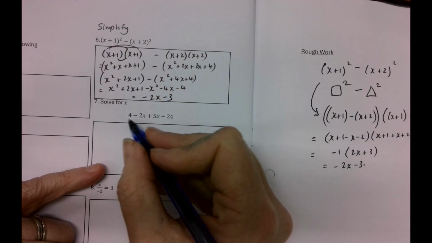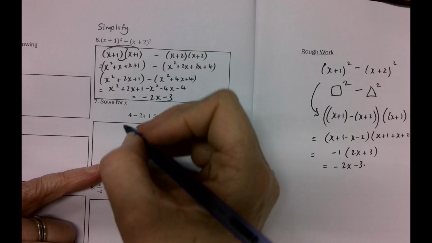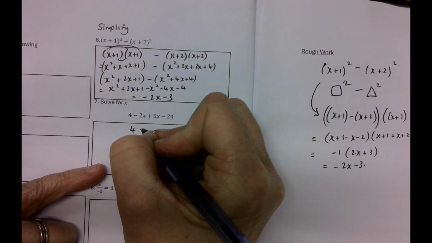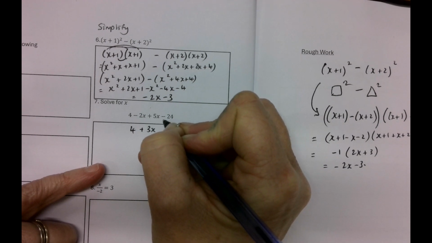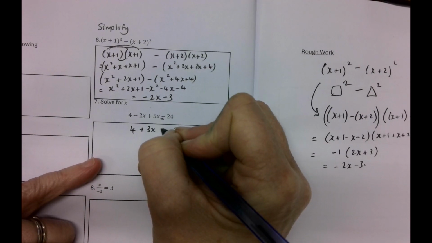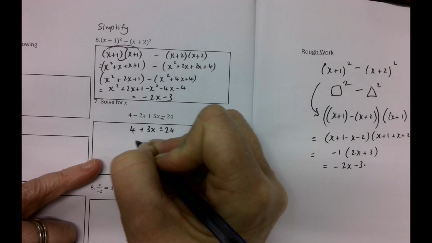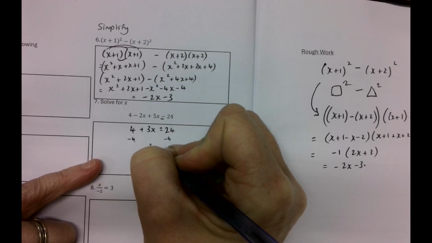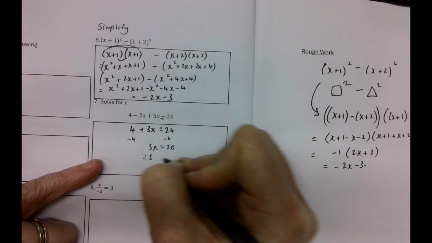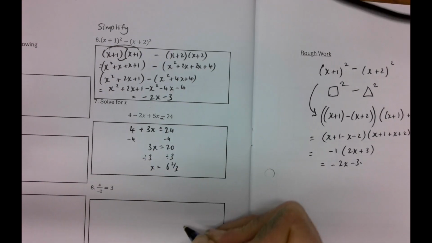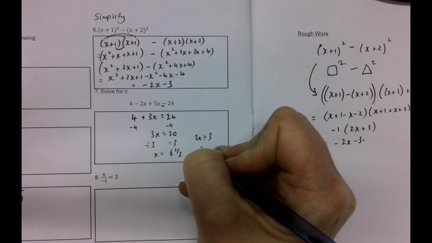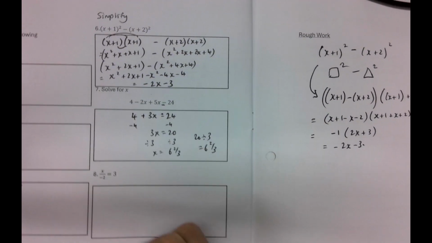Solve for x. 4 minus 2x plus 5x minus 24. So 4x plus 3x. Oh, there's no equals. Let's just say it equals 24. Minus 4, 3x equals 20. Divide by 3. x is equal to 6 and 2/3, 20 over 3. But there wasn't an equals, so if you didn't get that, don't worry.